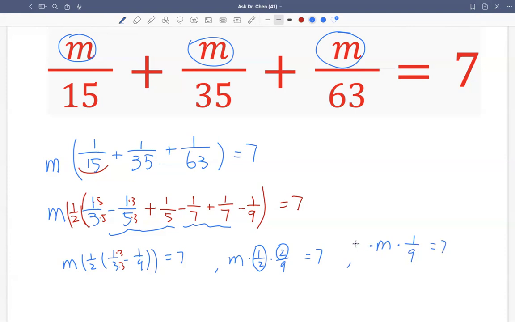Now just multiply by 9 on both sides. Right? 9 times 1 over 9 becomes 1. So 1m equals 7 times 9, 63. Right? So we use partial fractions instead of making a huge, big common denominator for this question.